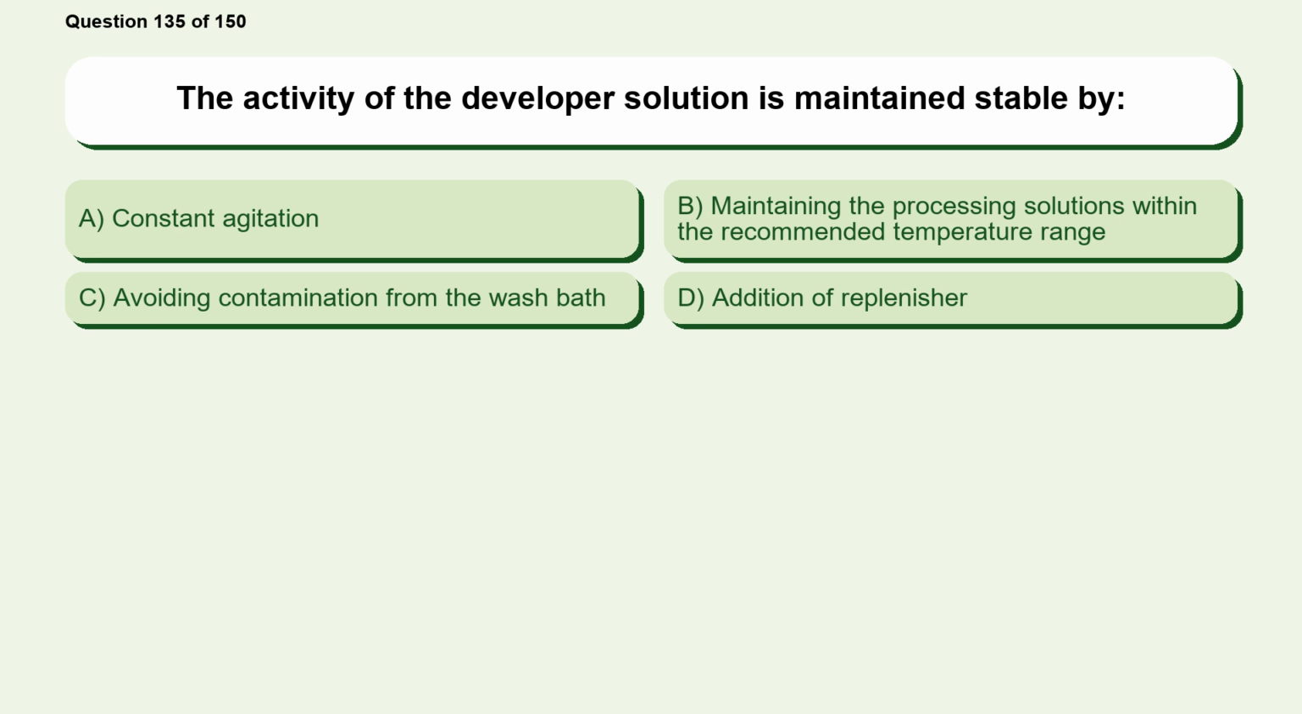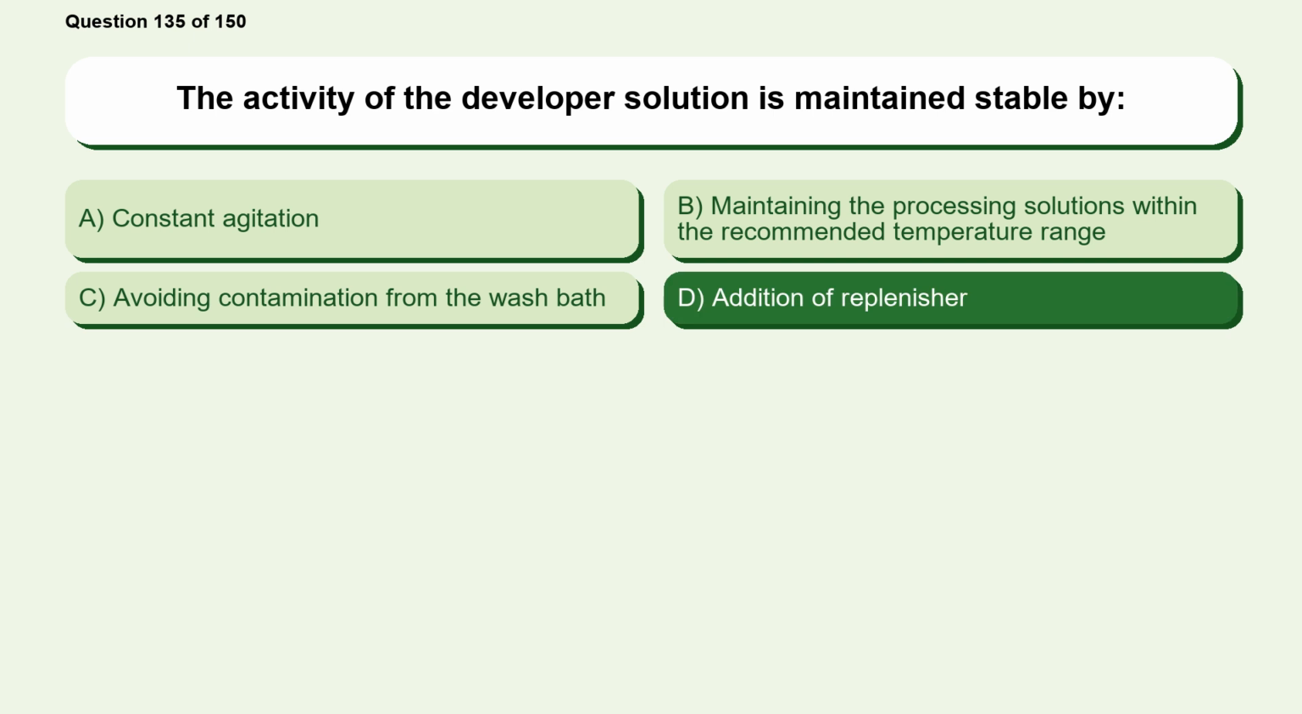Question 135. The activity of the developer solution is maintained stable by: Option A. Constant agitation. Option B. Maintaining the processing solutions within the recommended temperature range. Option C. Avoiding contamination from the wash bath. Option D. The addition of replenisher. The correct answer is option D.